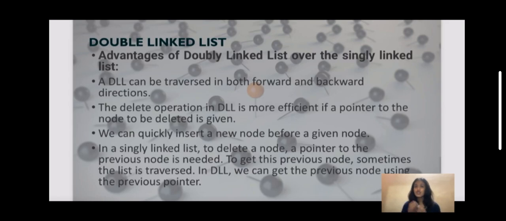So in a single linked list, to delete a node, a pointer to the previous node is needed, as I mentioned just now. To get this previous node, sometimes the list has to be traversed again and again. In a double linked list, we can get the previous node using the previous pointer. You have a storage option for a previous pointer and the next pointer. So instead of traversing once again, in a double linked list you can easily get the location to insert the node or to delete the node.